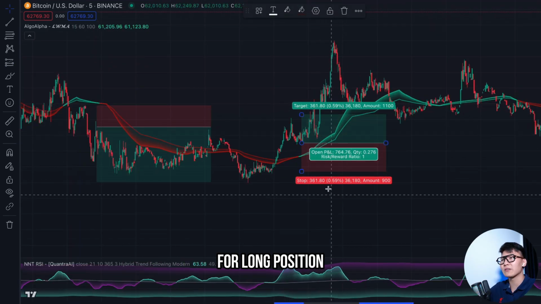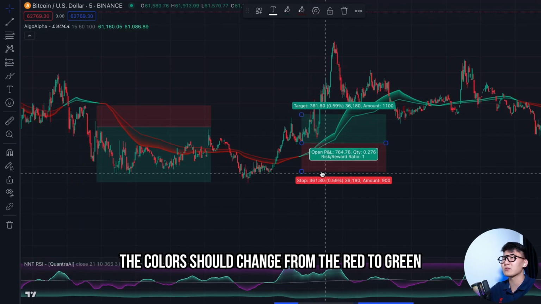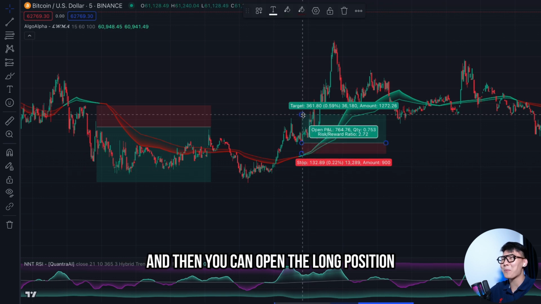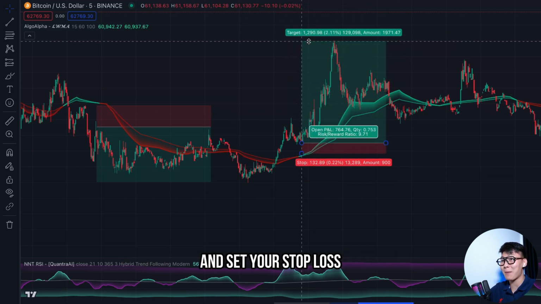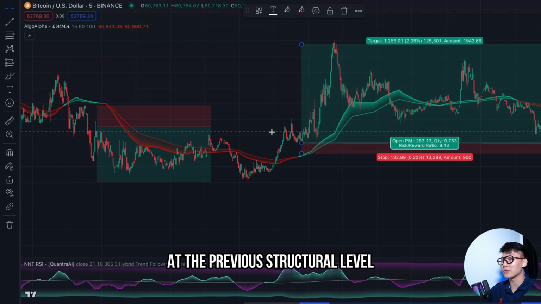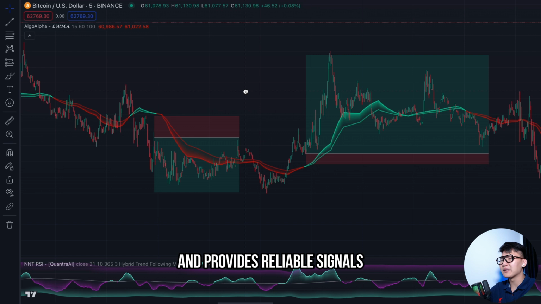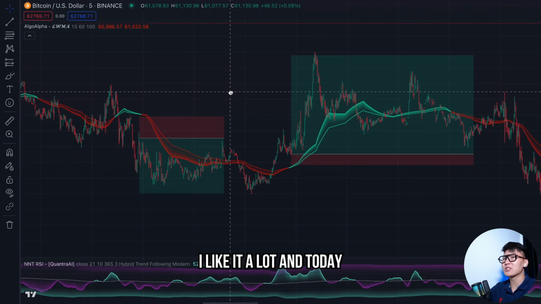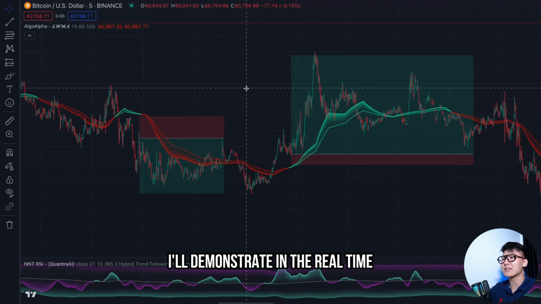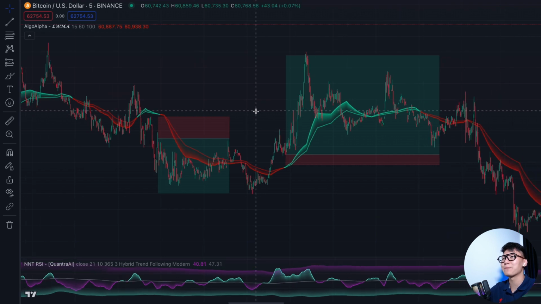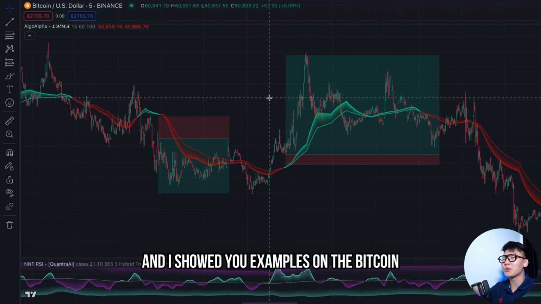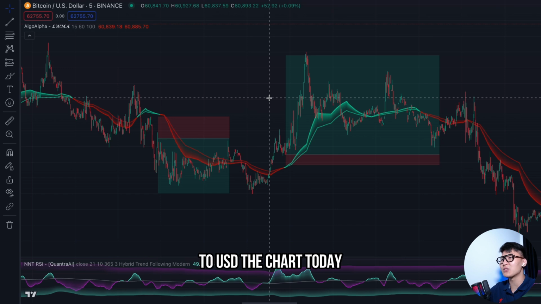For a long position, the color should change from red to green, and then you can open a long position and set your stop loss at the previous structural level. This strategy works well and provides reliable signals. I like it a lot, and today I'll demonstrate in real time on a 5 minute time frame chart. And I showed you examples on the Bitcoin to USD chart.